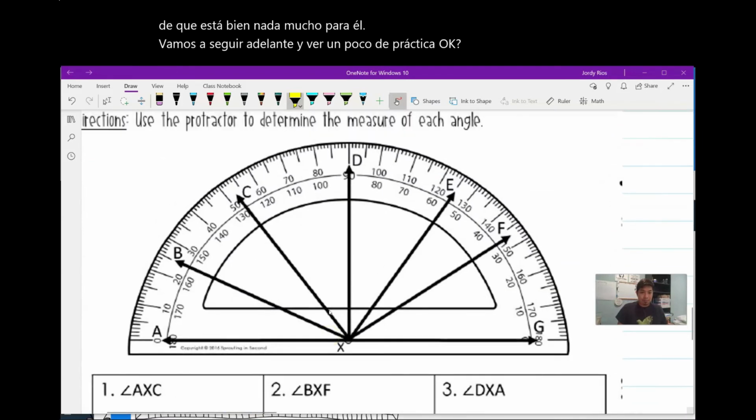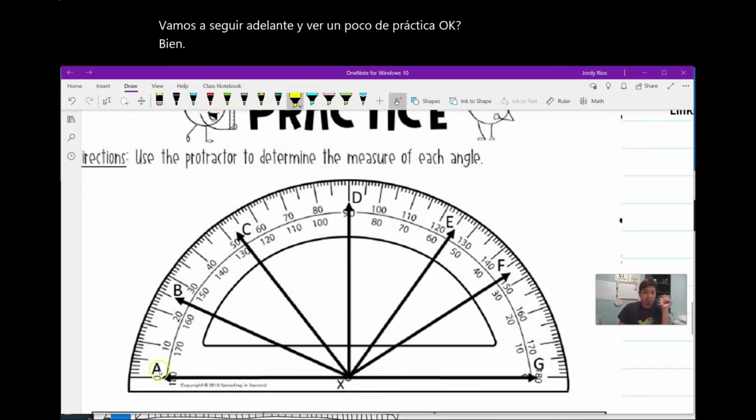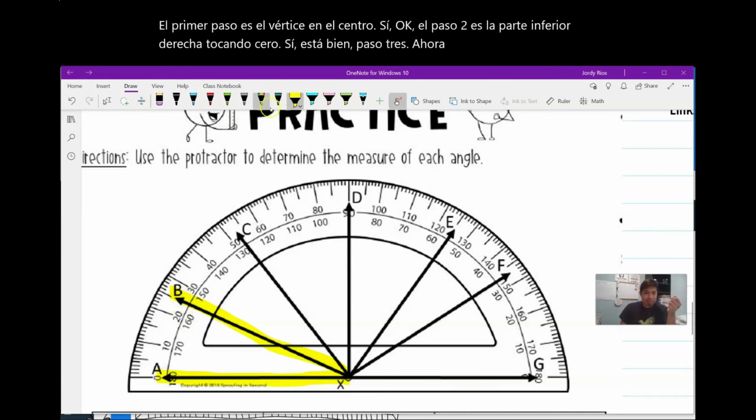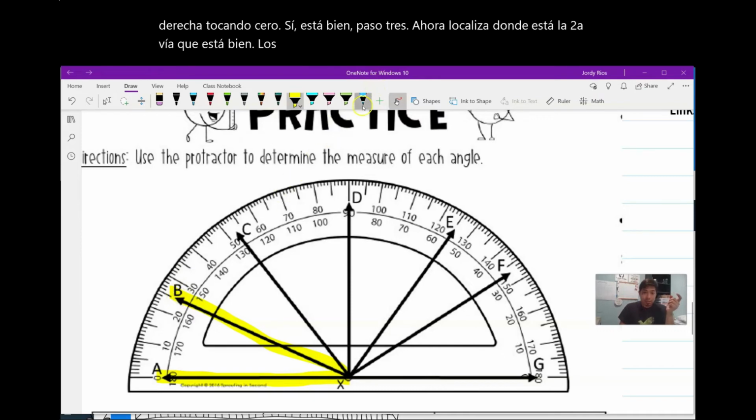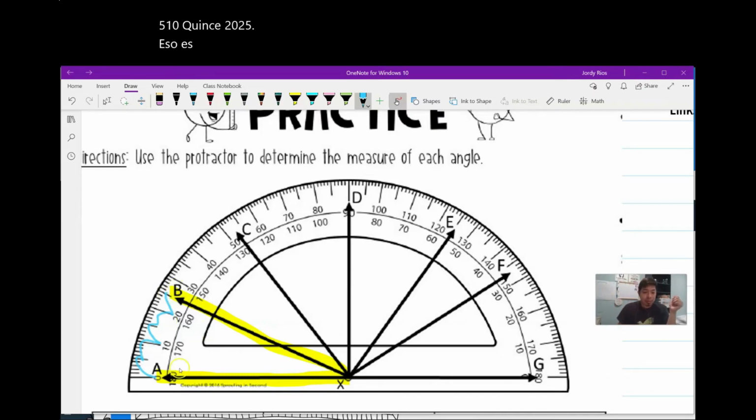All right. Let's go ahead and look at this one. So I'm looking at AXB. Step 1, is the vertex in the center? Yes. Step 2, is the bottom ray touching 0? Yes. Step 3, now locate where the second ray is at. The second one's right here. So I'm going to count from 0, 5, 10, 15, 20, 25. That's it. So this angle, AXB, is how much? 25 degrees.